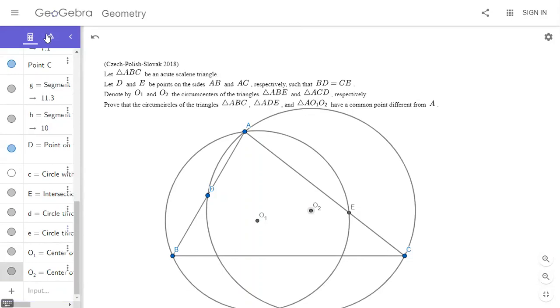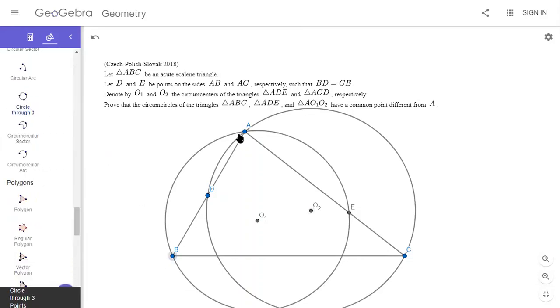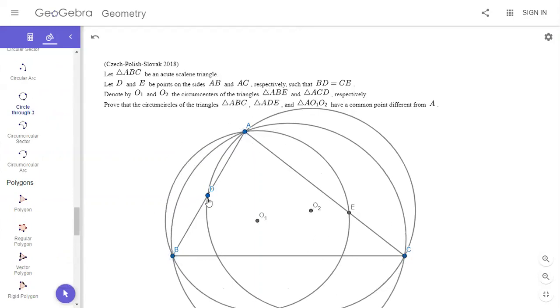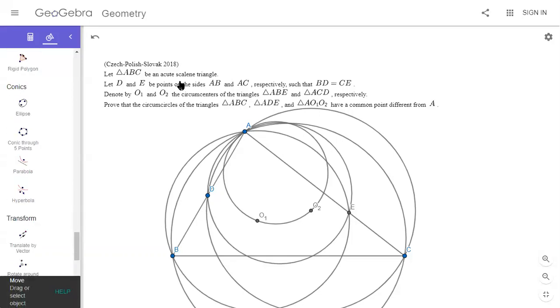Okay, so we want to show that the circumcircles of ABC, ADE, and AO1O2 have a common point. So this point right here, we want to show they all meet at this one point, which kind of makes me think of the power ratio lemma. There's a bunch of different ways to think about it, but I feel like the power ratio lemma might just crush this problem.